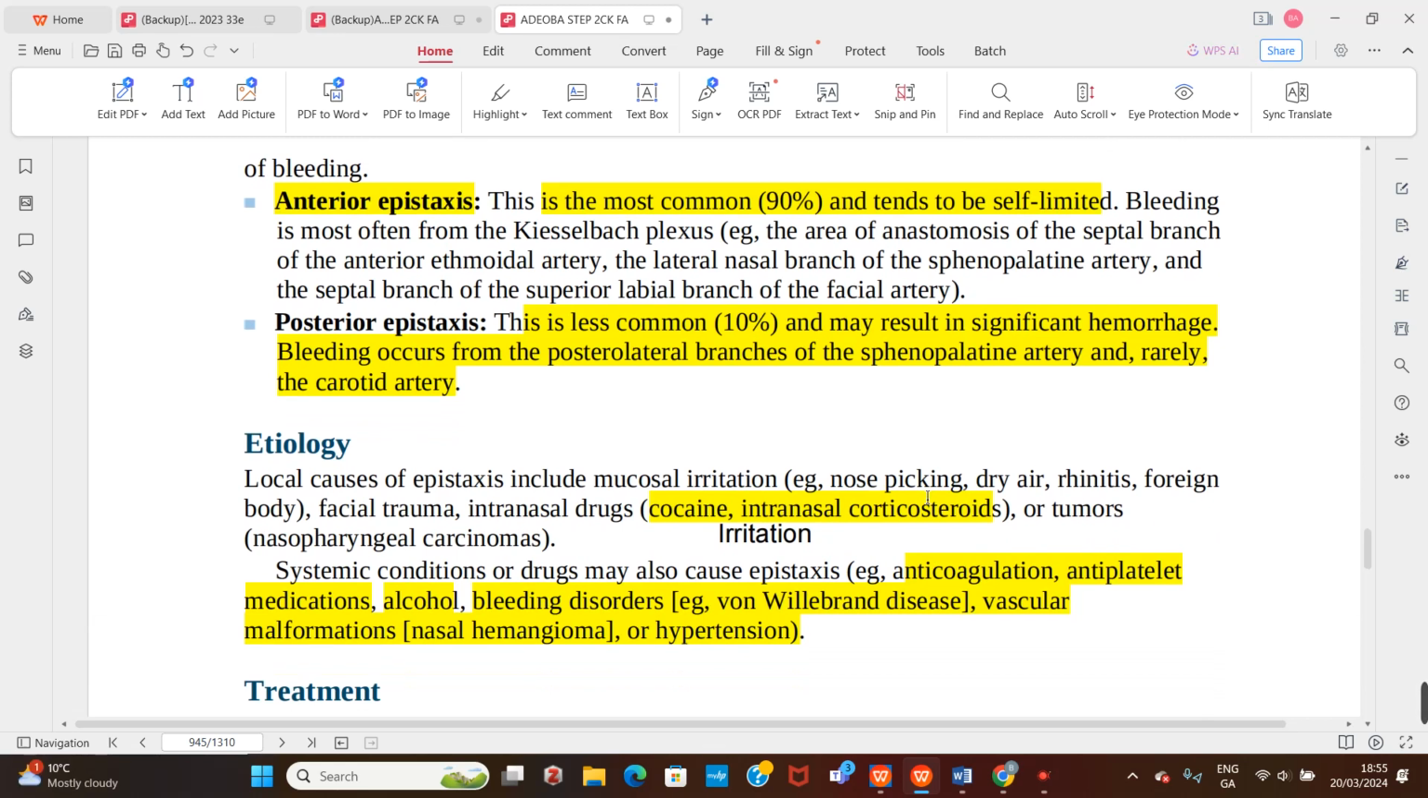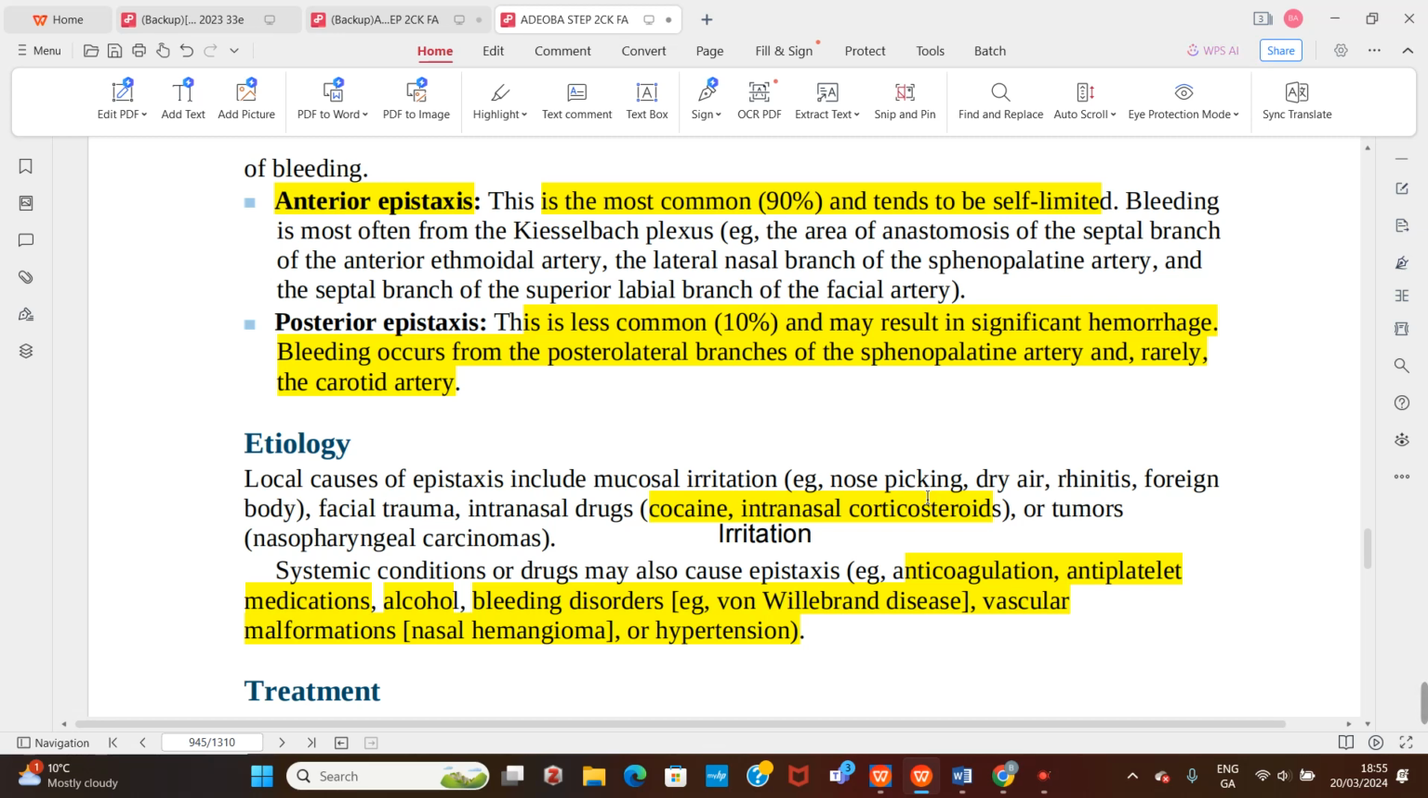Just remember nasal irritation: constant nose picking, foreign body, any form of rhinitis, constant inflammation, constant inhalation of drugs. It can cause irritation too, like cocaine, intranasal steroids. All those things will bring about irritation, and the vessels there can easily bleed. Or there's facial trauma to the nose, or the person is having some malformations like tumors, nasopharyngeal carcinoma, hemangioma, vascular malformation of any type. They can easily bleed and lead to epistaxis.